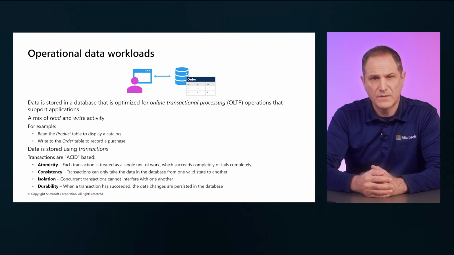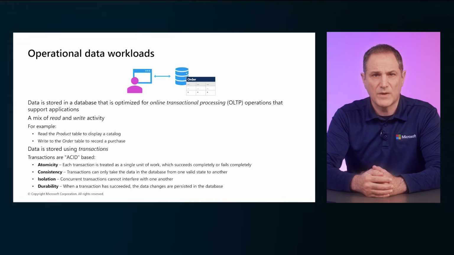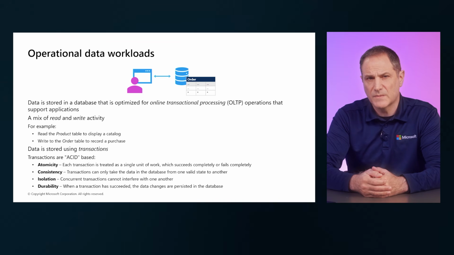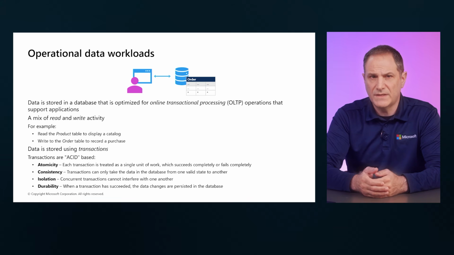Operational data workloads support live business systems. These systems are optimized for online transactional processing, or OLTP for short. OLTP systems handle frequent read and write operations that represent real-time business activity. Updates are made transactionally. When an order is placed, that order is immediately recorded in the system. Each individual transaction represents a real business action and becomes part of the current operational state. Because these systems run the business, accuracy and reliability are critical.